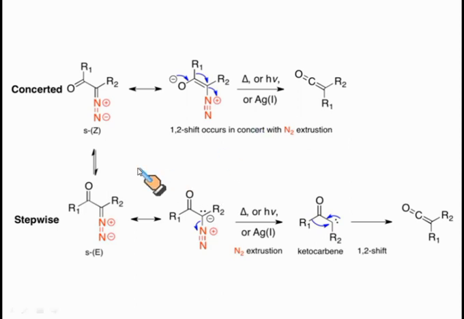Now in the stepwise way, as we mentioned a few minutes ago, the S-E configuration undergoes the stepwise pathway, and here one of the resonating structures is this. Then the diazo group leaves and forms the carbene. Then the migration takes place in the following way, and it generates the carbene.